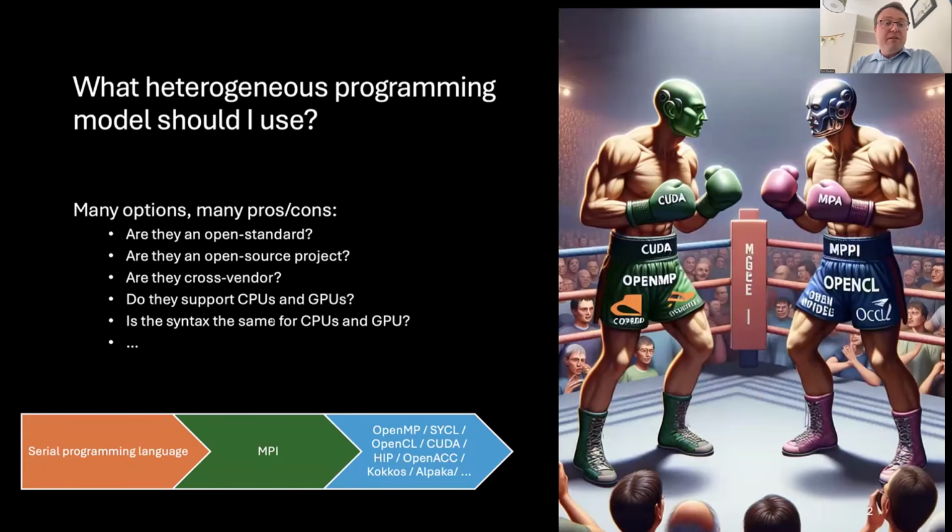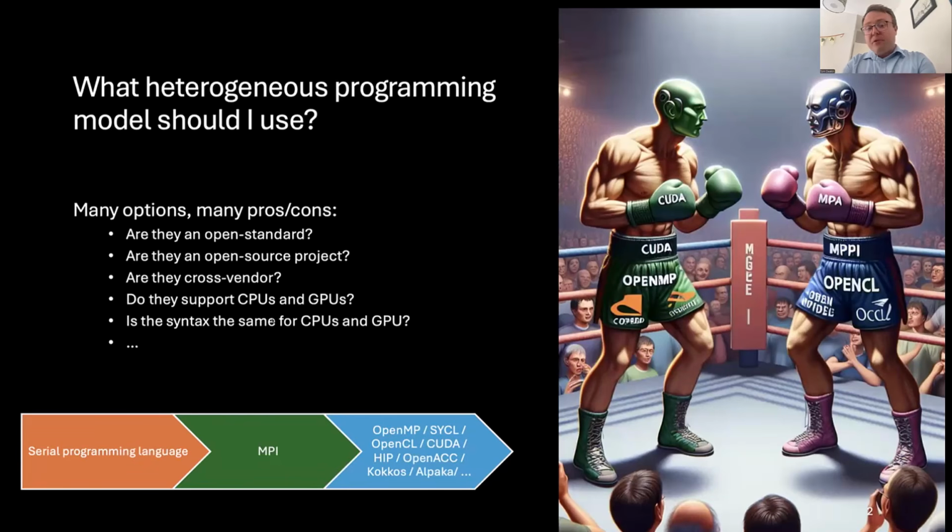Maybe they only support one vendor, maybe they support lots of different vendors, maybe they don't support GPUs at all, maybe they only support CPUs. And then is the syntax actually the same if you want to support different types of devices or not? And there are all these different choices and trade-offs. But throughout all of this is this key observation at the bottom left, that we start with a serial programming language, something like C or C++ or Fortran.